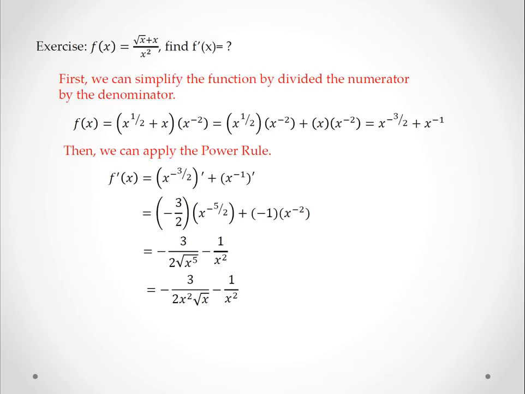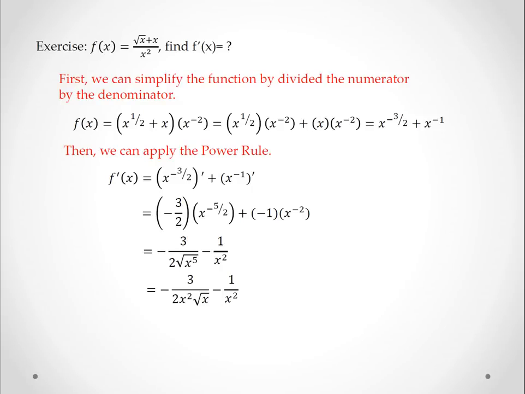We can simplify by changing the notation back to the root. Here it is negative 3 divided by 2 times the square root of x to the 5th, minus 1 divided by x squared. And the final answer is equal to negative 3 divided by 2 times x squared times the square root of x, minus 1 divided by x squared.